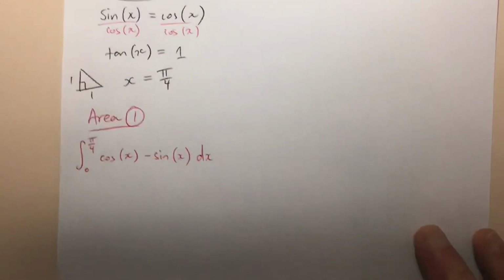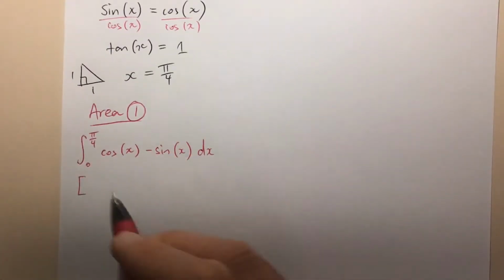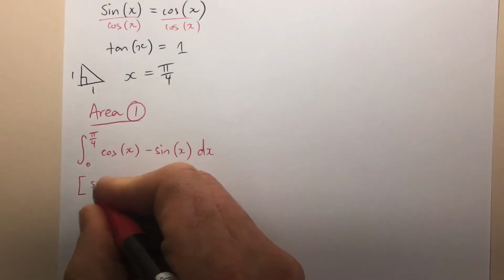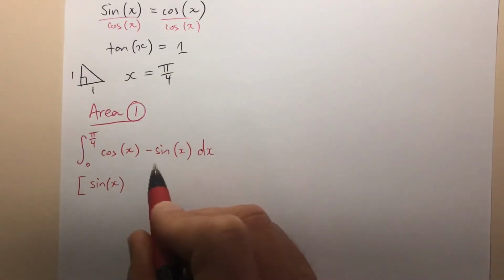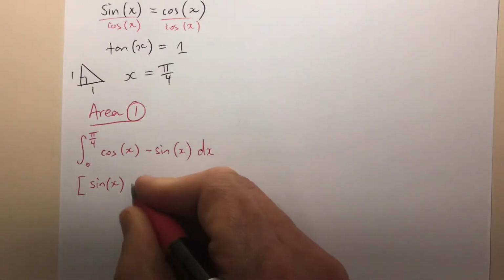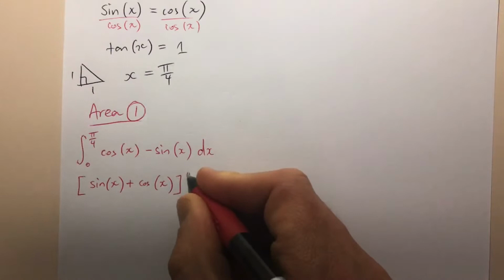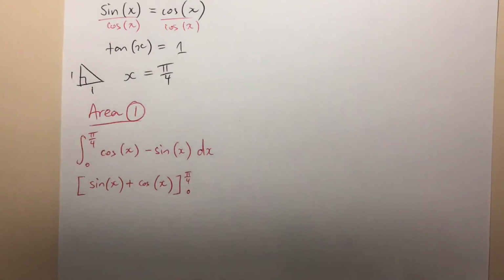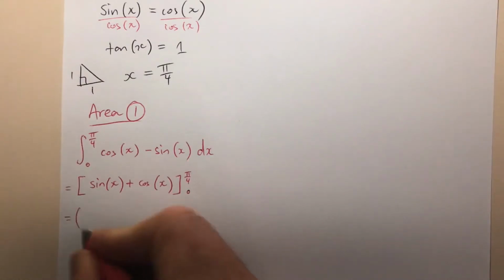All right, so now, as always, we're just going to go and evaluate this integral. So the antiderivative of cos x is sine x. Antiderivative of sine x is negative cos x. So this becomes minus negative cos x, which gives us plus cos x. Okay, and now we sub in and solve. So sub in and subtract.